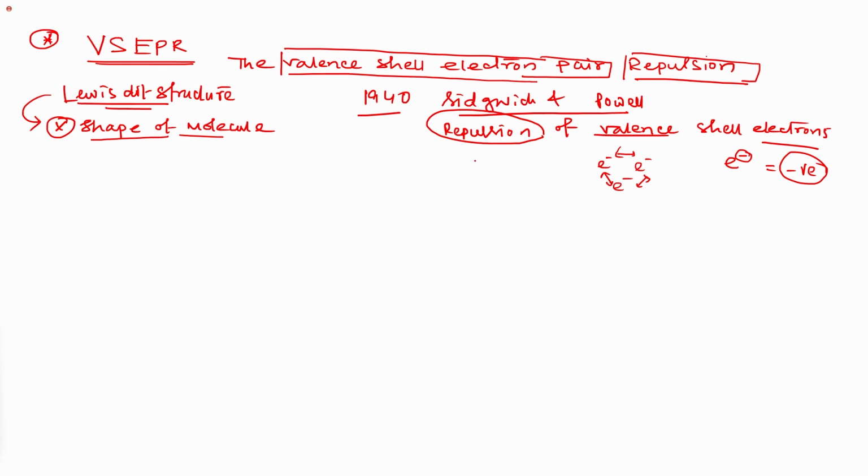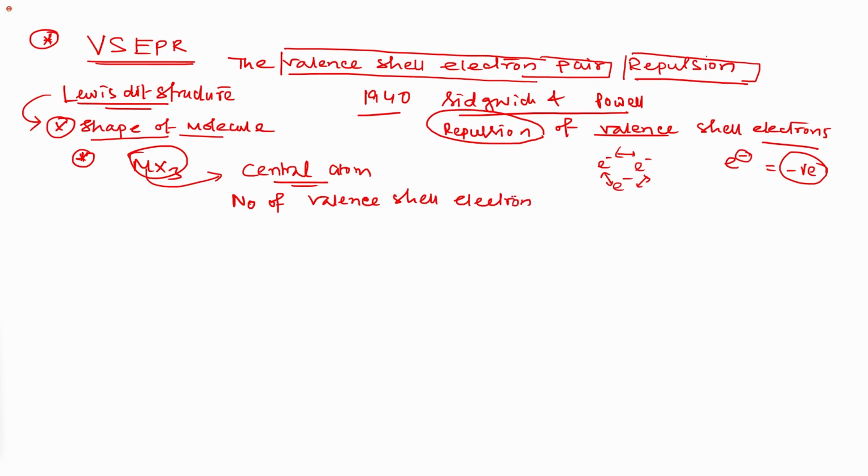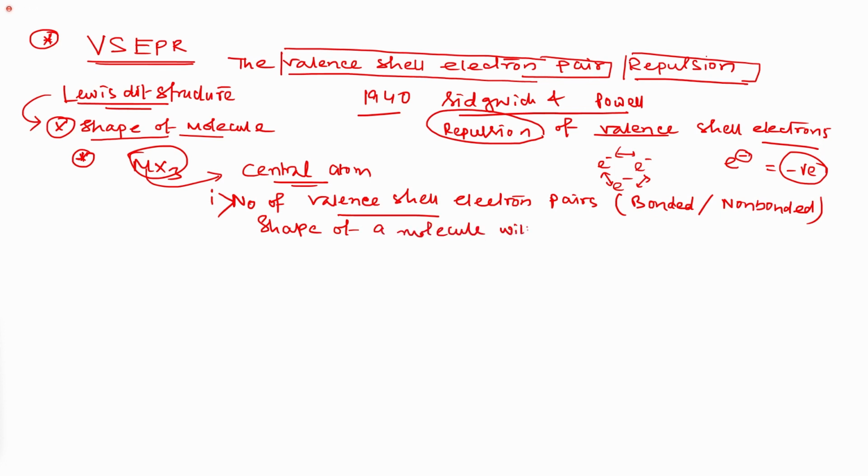Now there are some postulates of the VSEPR theory. The first postulate is that the shape of a molecule depends upon the number of valence shell electron pairs, bonded or non-bonded, around the central atom. Whatever molecule or metal complex it is, you first have to define the central atom. About this central atom, the shape or structure of the molecule will be determined, based upon the number of valence shell electron pairs, bonded or non-bonded. This is the first postulate.